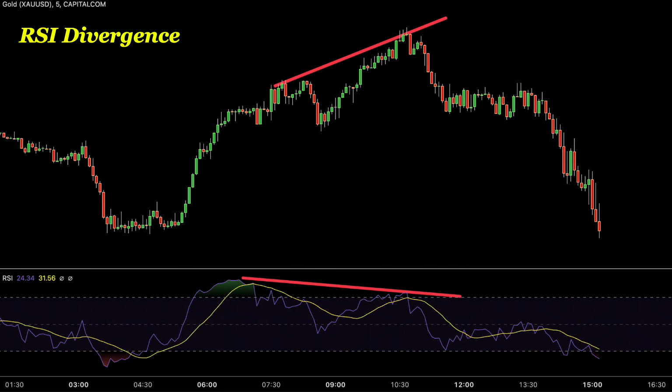The second indicator we'll cover is RSI divergence. Divergence occurs when price action and the RSI indicator move in opposite directions. While price continues moving one way, the RSI begins telling a different story. This disagreement often serves as an early warning sign that the current trend may be losing strength and that a reversal could be approaching. There are two main types of divergence.